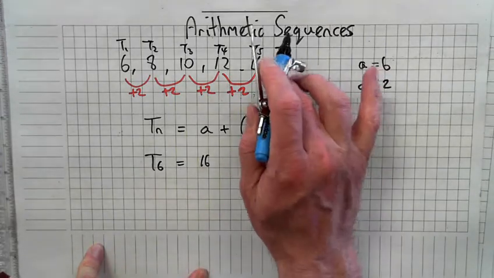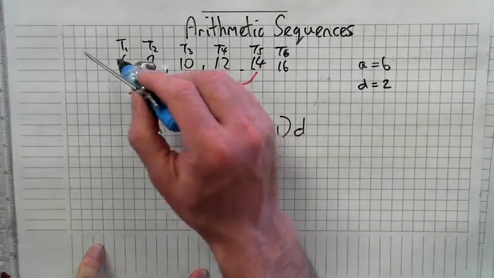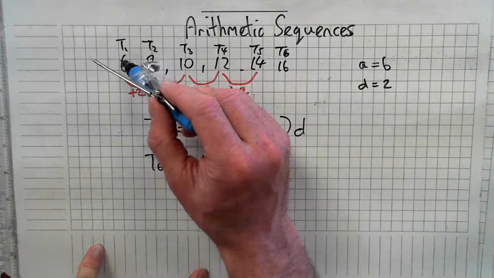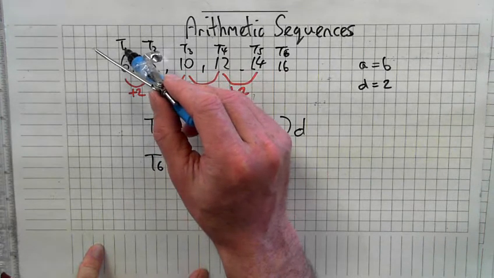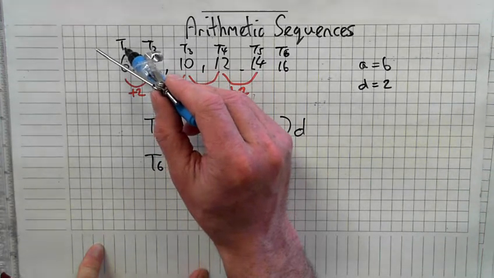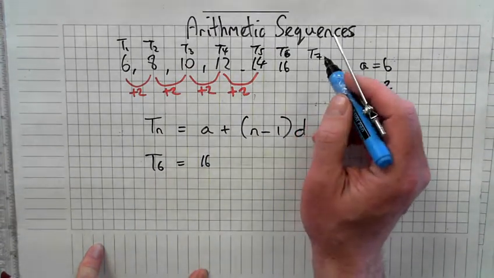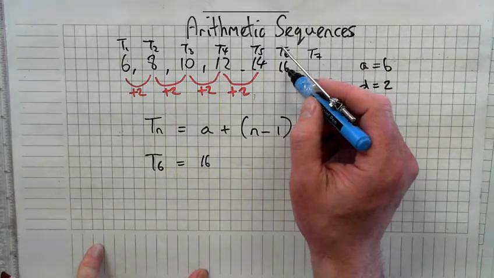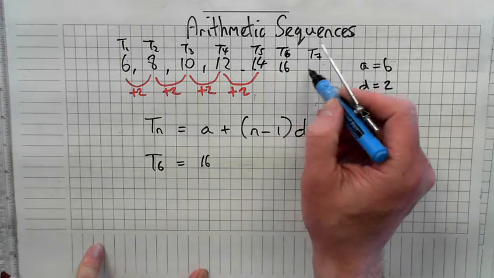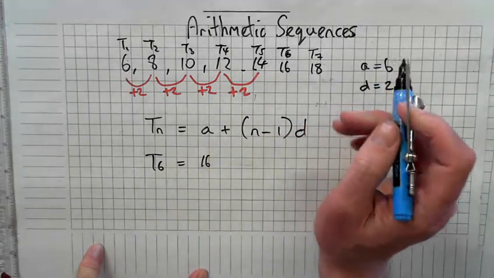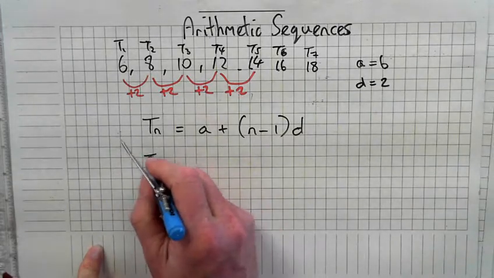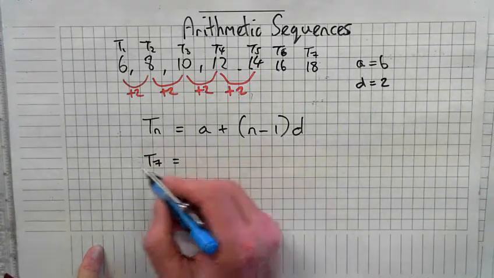So what did the n stand for? It's the number of the term. So this is Tn. Instead of n, you put in 1 if you want to find the first one. So let's say if we wanted to find T7, you know that if I add 2 to this, I'll get T7. What is it going to be? 18. So try that out. Find T7.